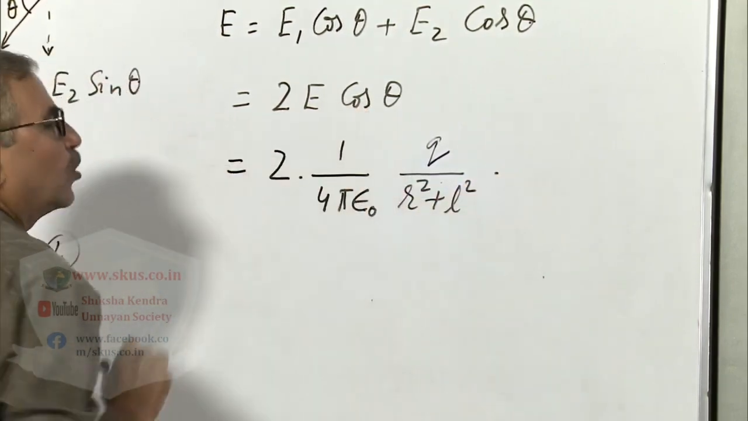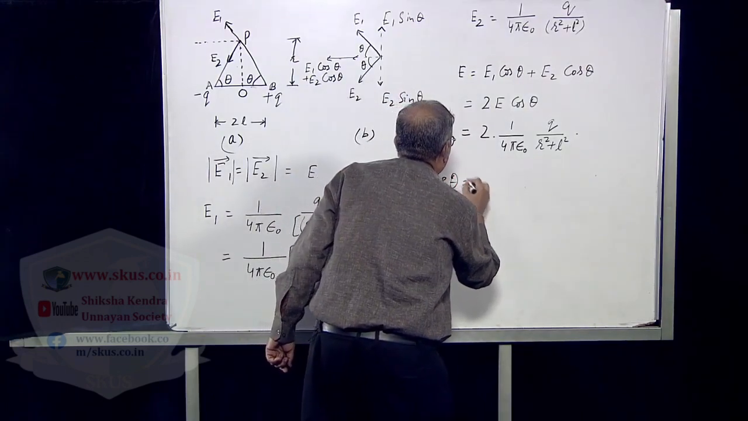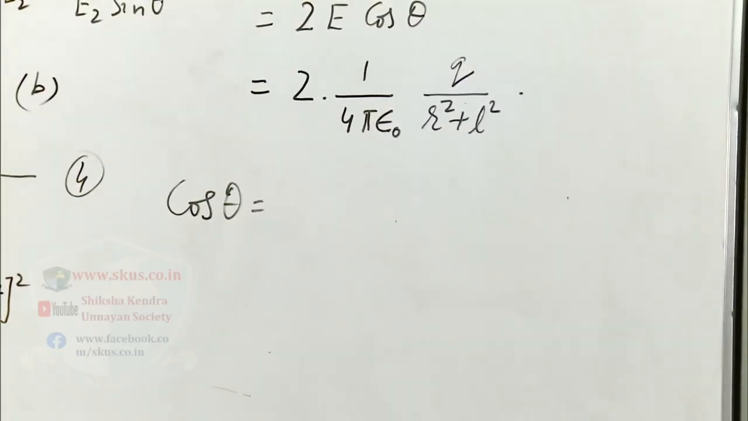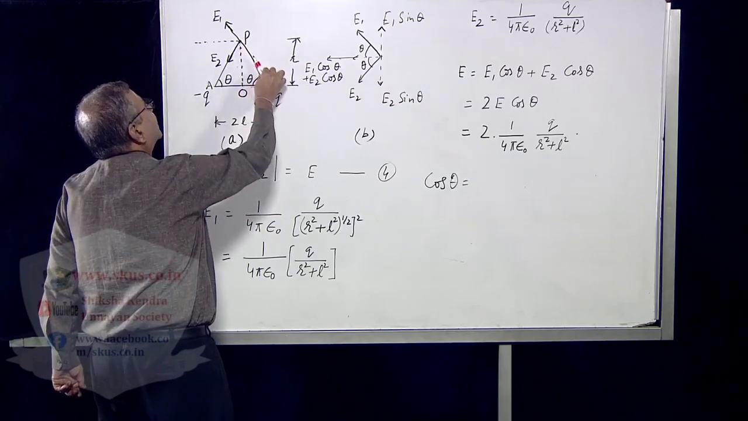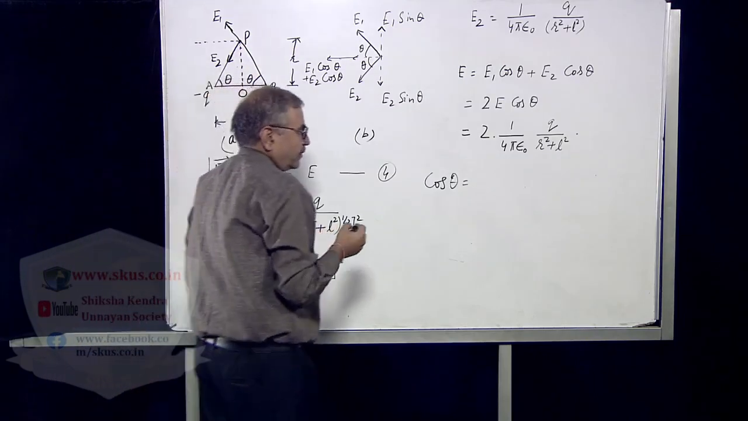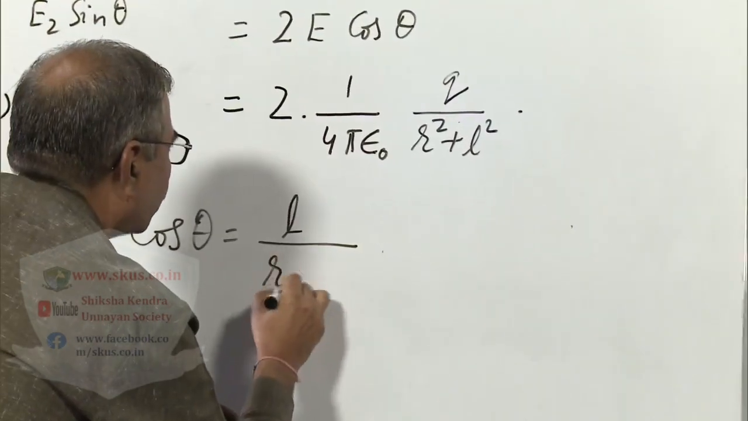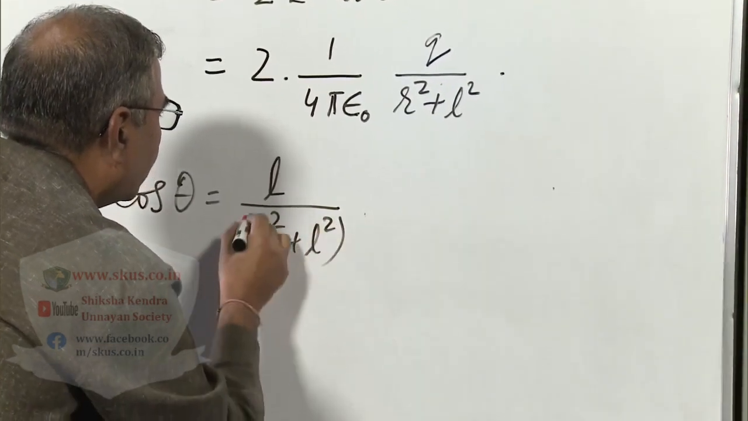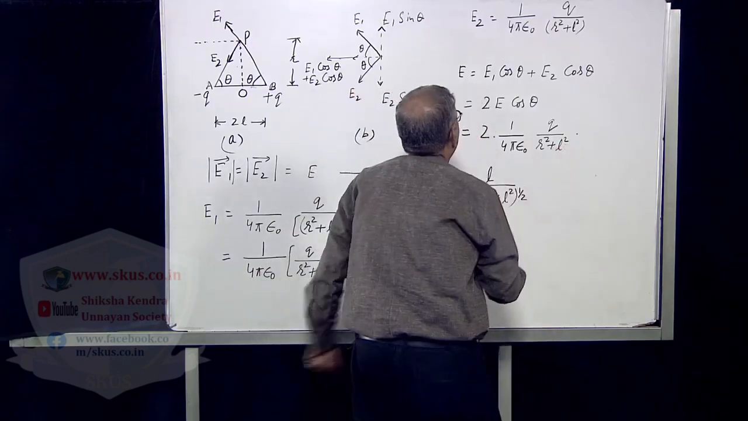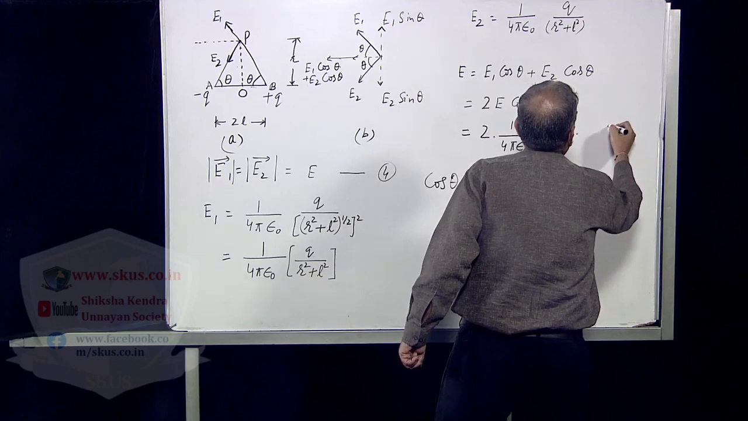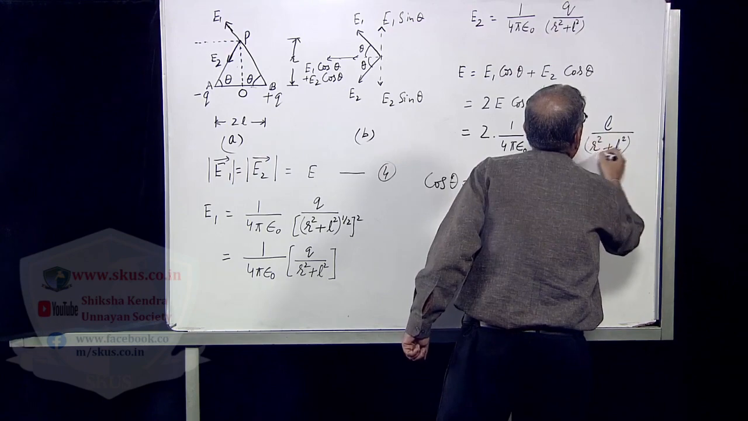Now, let us write the value of cos theta also. Cos theta will be equal to base upon hypotenuse. So in this case, base will be L. Hypotenuse is r square plus L square raised to power half. So base is L upon hypotenuse, r square plus L square raised to power half, or under root, you may say. So substituting this value of cos theta, we have L upon r square plus L square raised to power half.